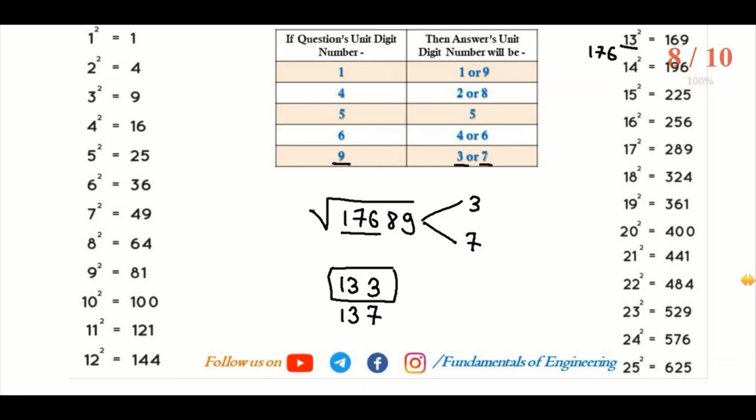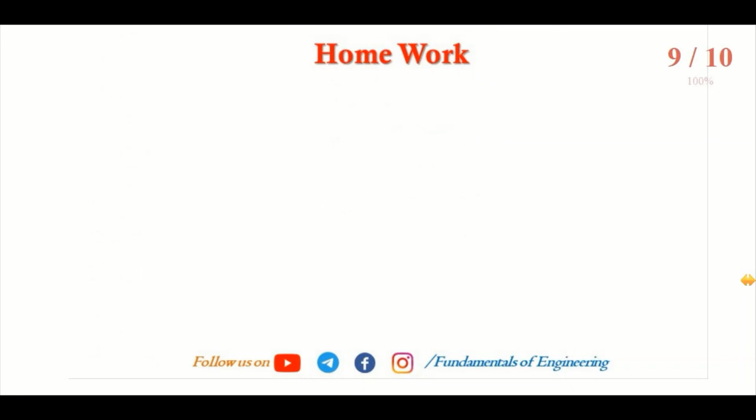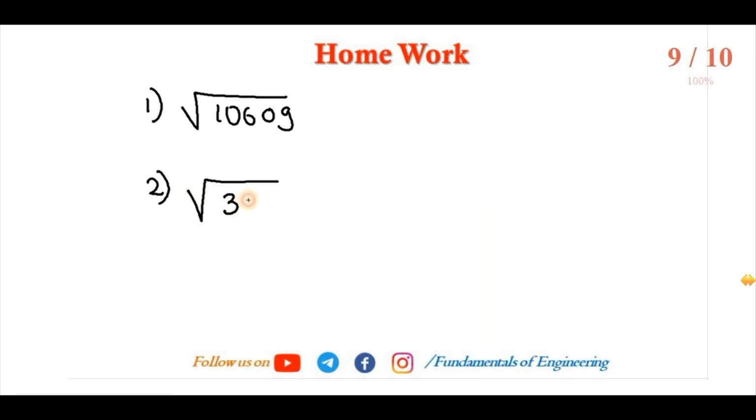If you are getting this trick, no doubt you will be able to solve this question by using this shortcut trick. So these are the homework questions. Try to solve by using this trick. You'll get your answers, and whatever the answers you are getting, I request you to put your answers in the comment box.